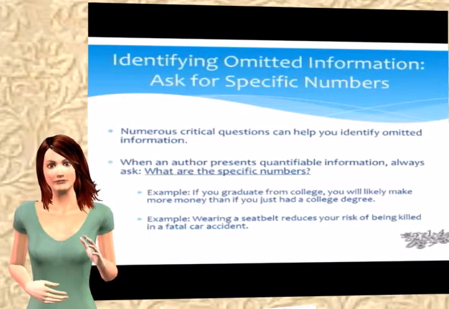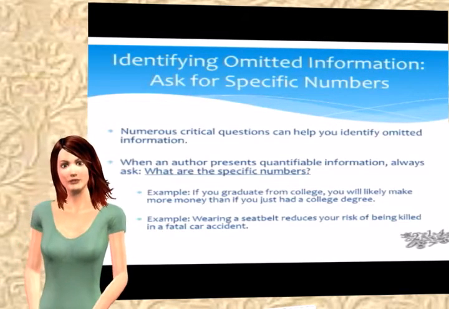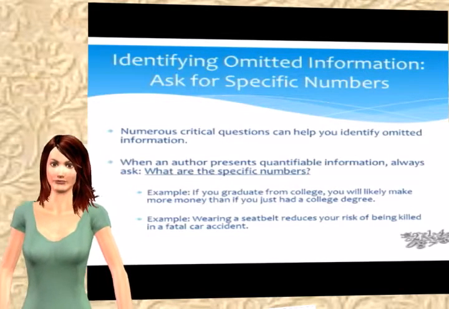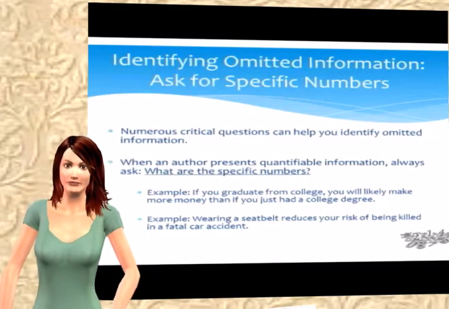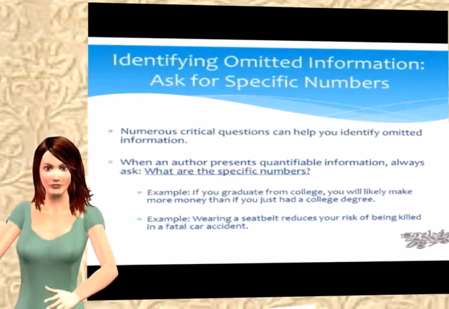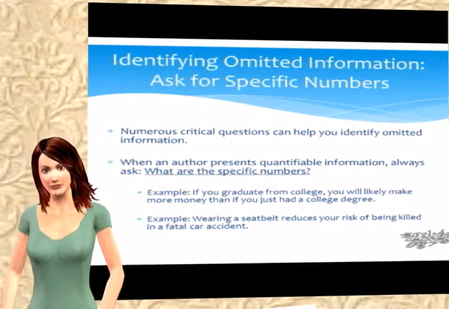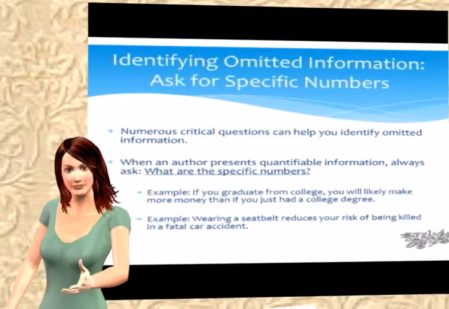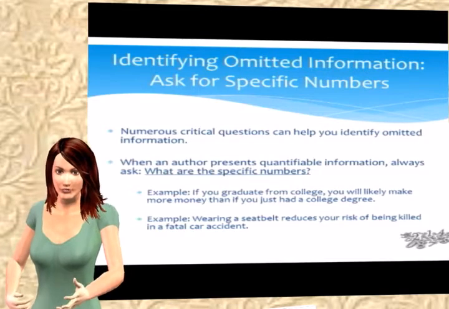So say someone says to you, if you graduate from college, you will likely make more money than if you just had a high school diploma. My apologies, that should read high school diploma. If you graduate from college, you will likely make more money than if you just had a high school diploma. You want to ask this person, well, how much more money? How likely?